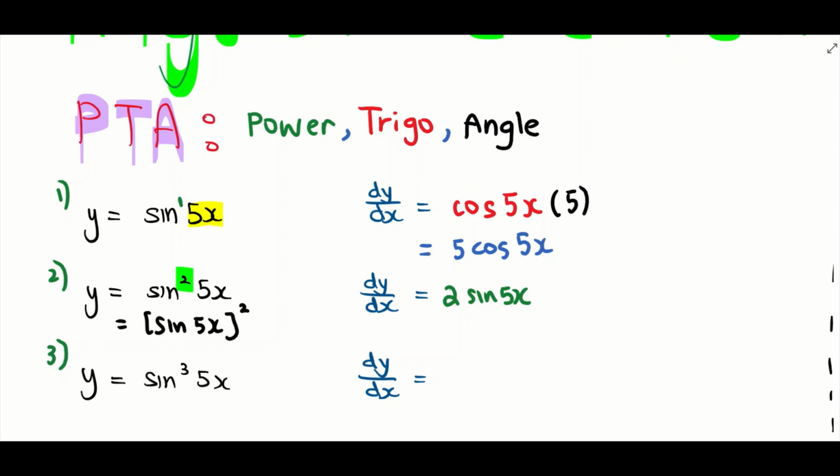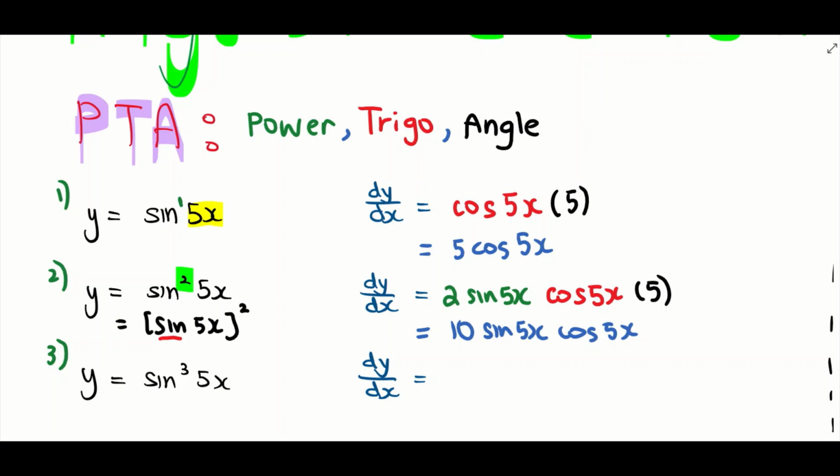And then continue. Differentiate the trigo first. Differentiate sine will give me cosine. And then I will differentiate the angle. So this is how it is differentiated. Of course, after that, I will simplify it further. Bring the 5 forward. 2 times 5, 10. So this is my final answer.